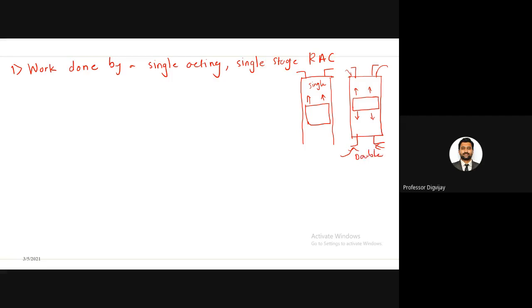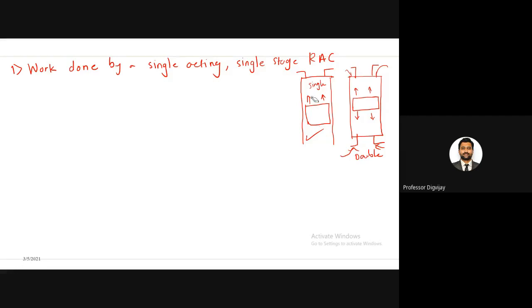Then we have single stage reciprocating air compressor. There are compressors, single stage and multi-stage. In multi-stage, there are 2, 4, 6 cylinder piston cylinder assemblies. Single stage means we have only one piston and cylinder assembly, like in this case.